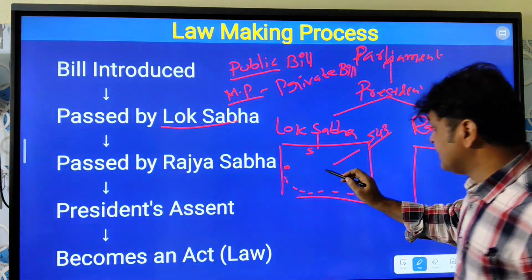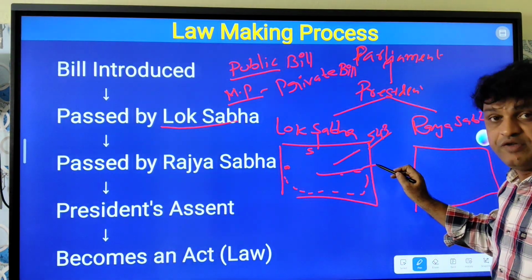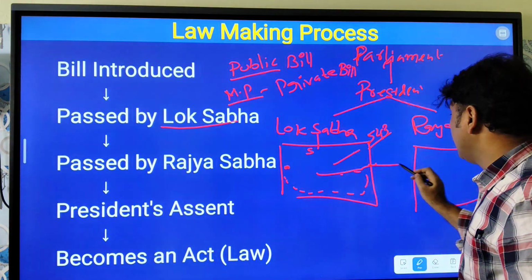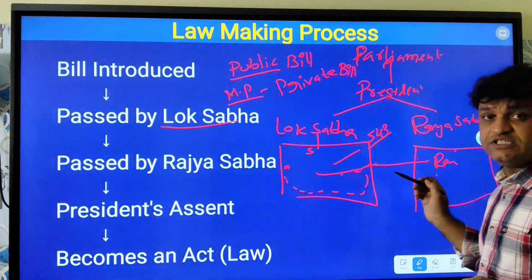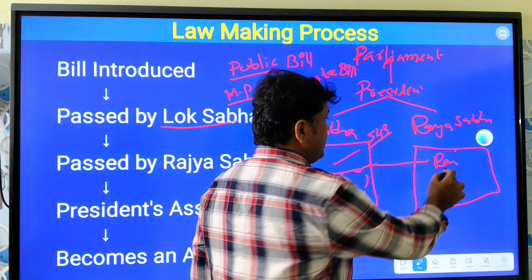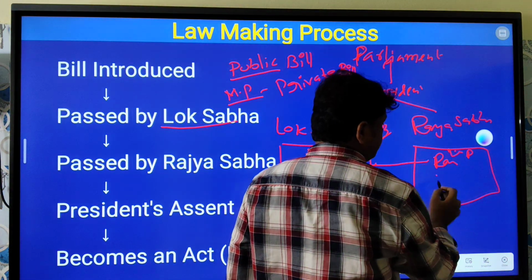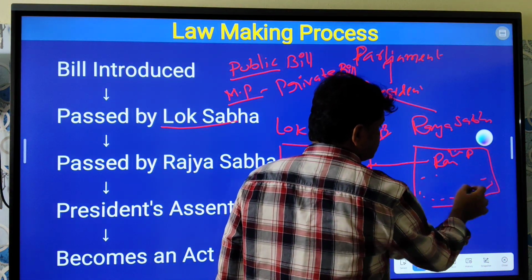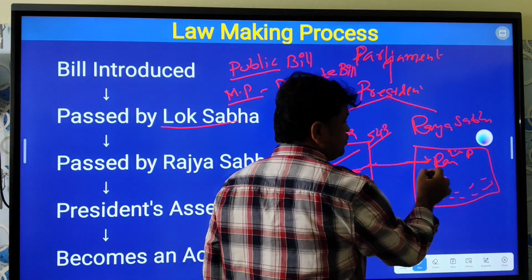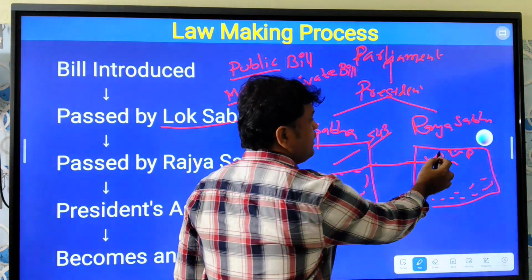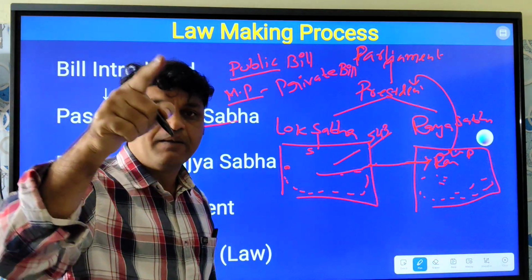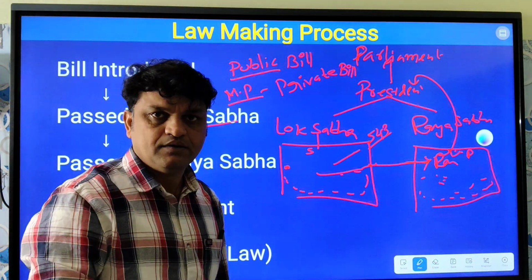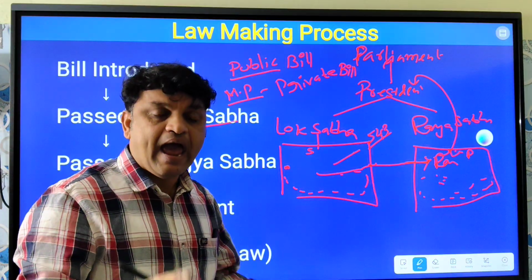After this, the bill passed by Lok Sabha with a majority goes to the Rajya Sabha. Here also, who is the chairman, Nana? The Vice President. The Vice President will chair the session, and we have the members of Rajya Sabha, the Council of States. Then from this, the bill goes to the President for signature. Then the bill will become an act.